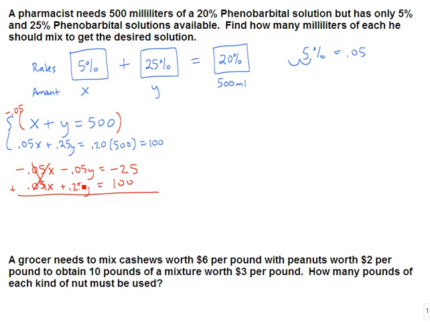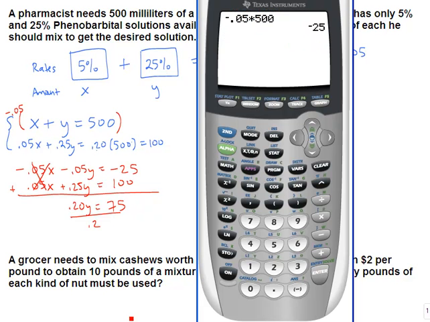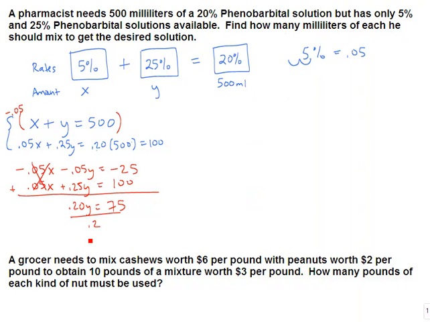0.25y minus 0.05y is going to be 0.20y, and 100 minus 25 is 75. And then we can finish solving this by dividing by 0.2. So if we take 75 divided by 0.2, we get y equals 375. Now that's just the value of y. We still need to figure out what x is.